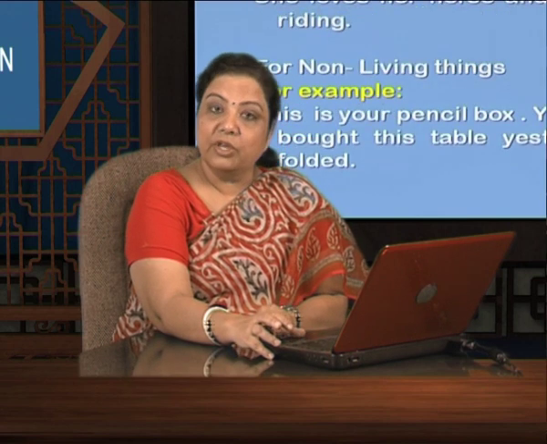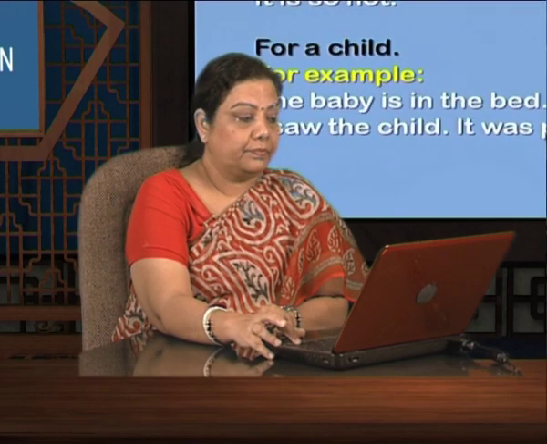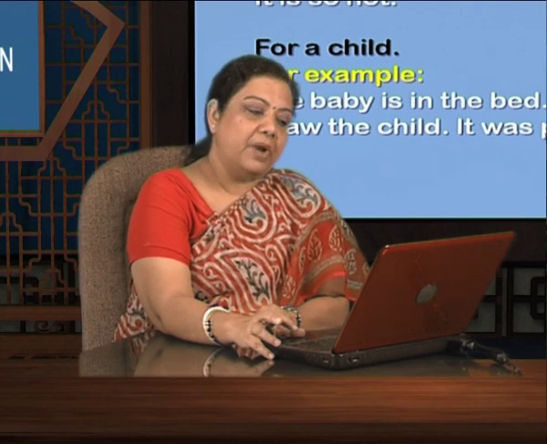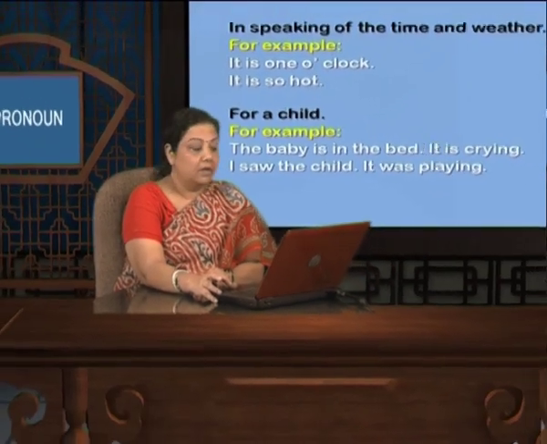Let us look at some more uses of the pronoun it. The pronoun it is used for animals. For example, Ram has a pet dog, its name is Tommy. You don't say his name is Tommy. She loves her horse and uses it for horse riding. We use it for non-living things. This is your pencil box, you may take it. I bought this table yesterday, it can be folded. In terms of expressing time and weather, we use it here. It's 1 o'clock. It's so hot.